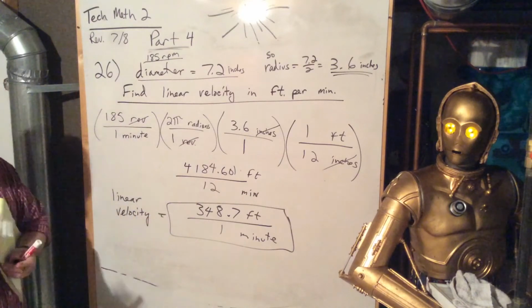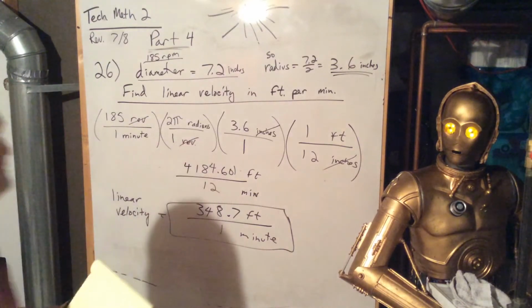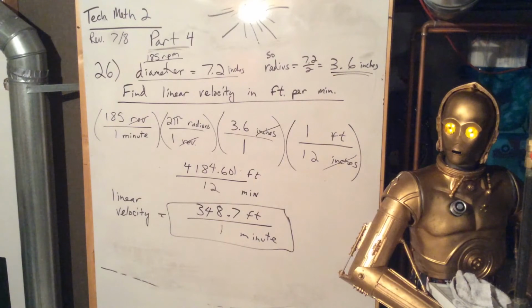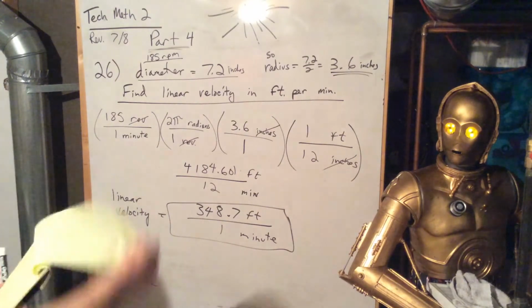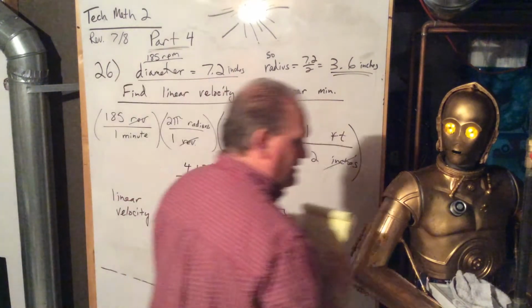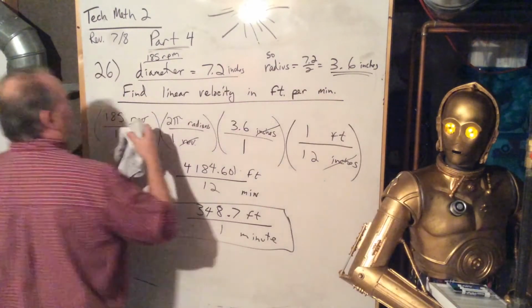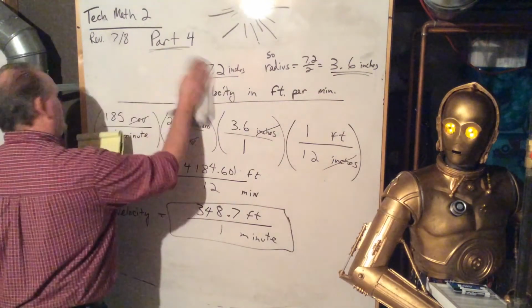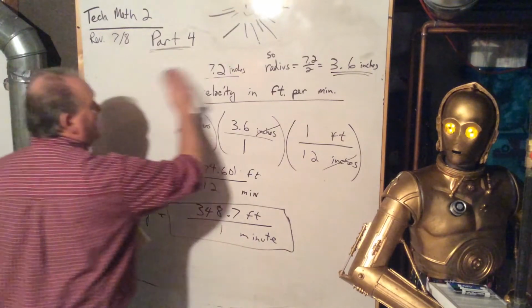All right. So on the next one, remember that's called stoichiometry. Chemists use that all the time. All right, so now on the next one we're going to do 27.